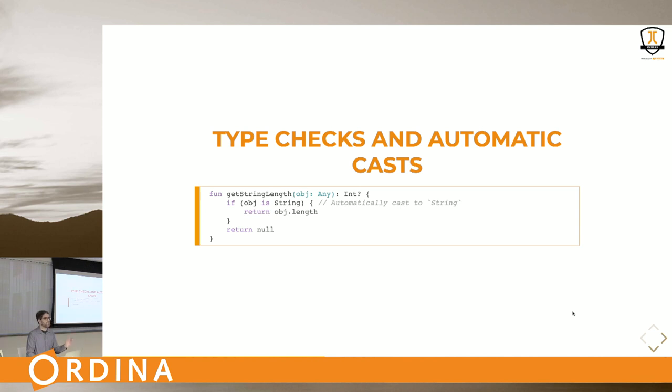This will only work if your value is immutable. If it would be mutable, then smart casts will not happen, because it might have changed; your object might have changed since you did the check.